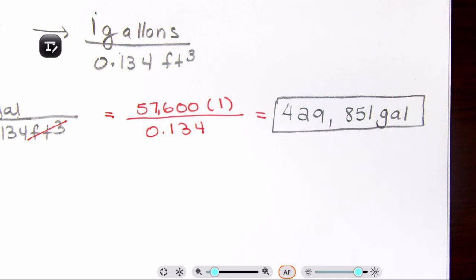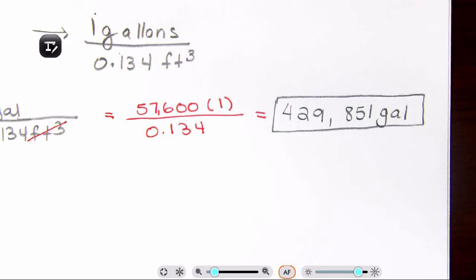Now, yes, we are working with volume, but this is not cubed, because we already accounted for the volume being cubed. We have now converted to gallons. So even though gallons are not cubed, our original unit of measure was in fact cubed.